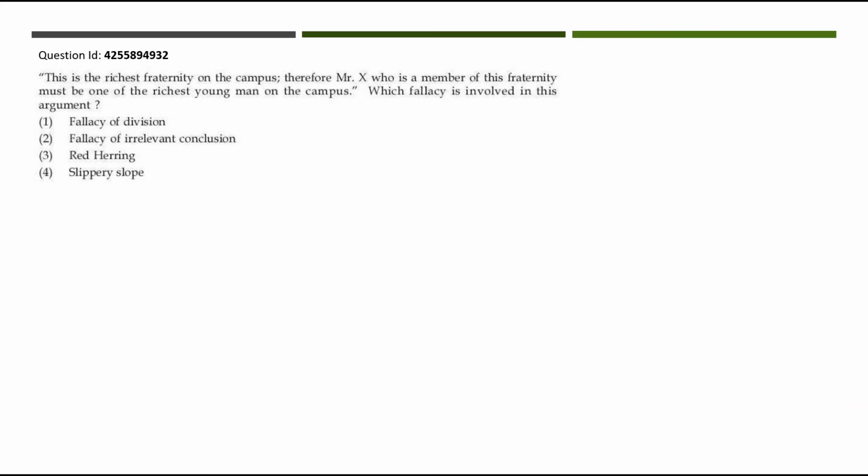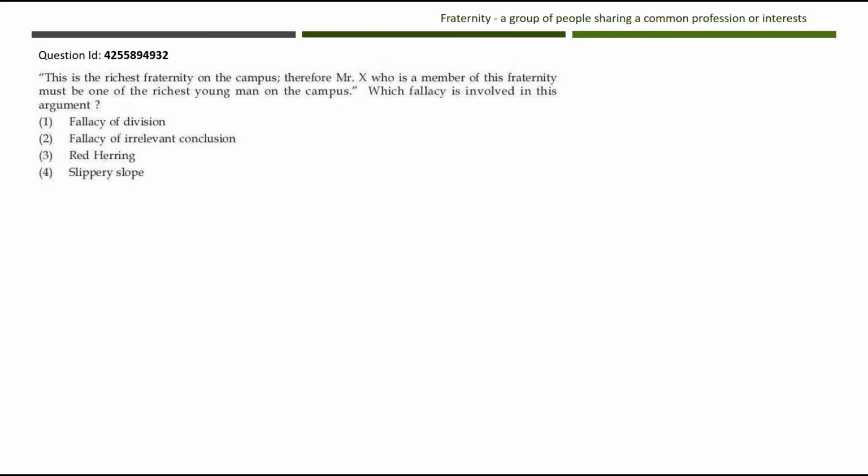Next question. This is the richest fraternity on the campus. What is fraternity? It's a group of people sharing a common profession or sharing some kind of common interest. So let's see the statement. This is the richest fraternity on the campus. Therefore, Mr. X, who is a member of this fraternity, must be one of the richest young man on the campus. Which fallacy is involved in this argument? They say this particular group is the richest group, and so they conclude that Mr. X, who is a member of this group, must also be one of the richest young man on the campus.